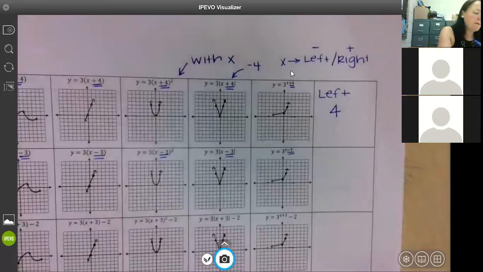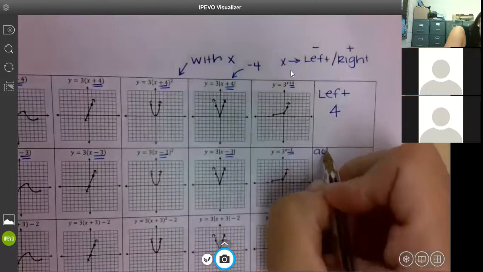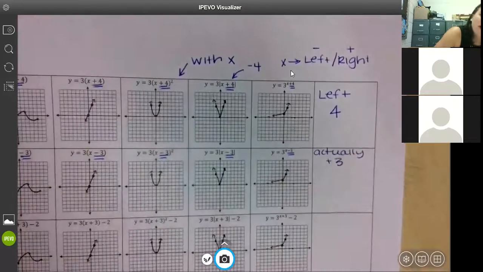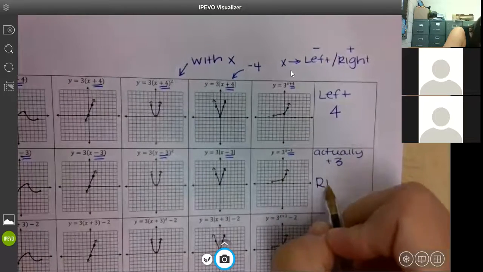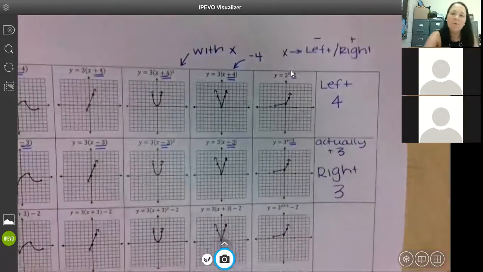Subtract 3. Huh? So when we pull it out, we're actually going to do what? Move right 4. So actually +3, which means we moved right 3. That is perfect.